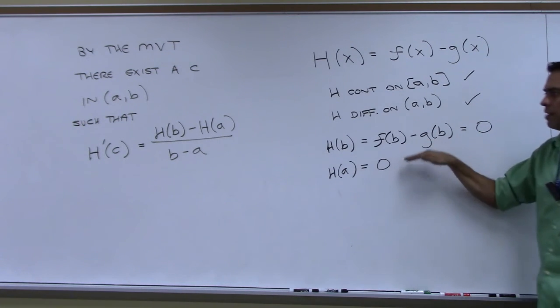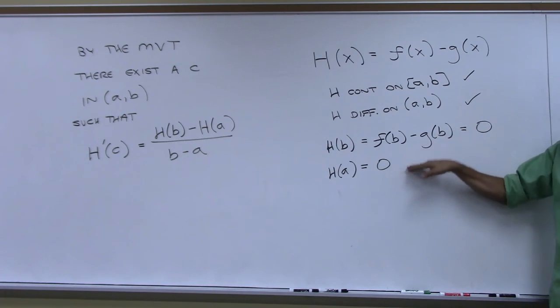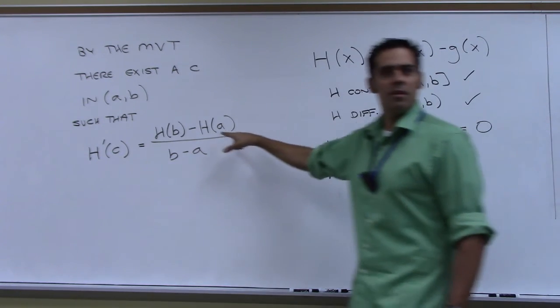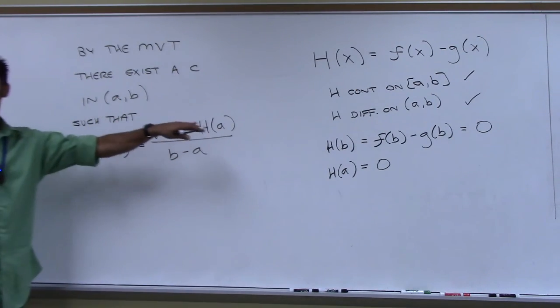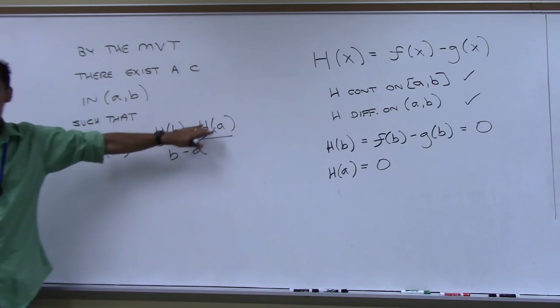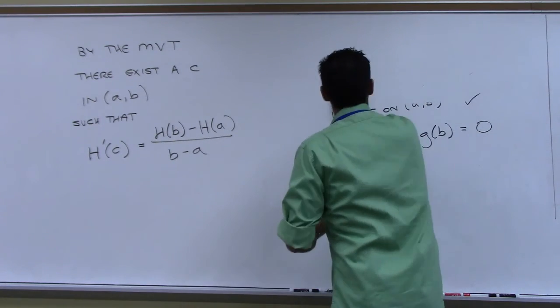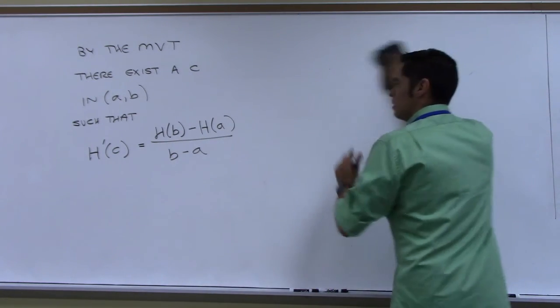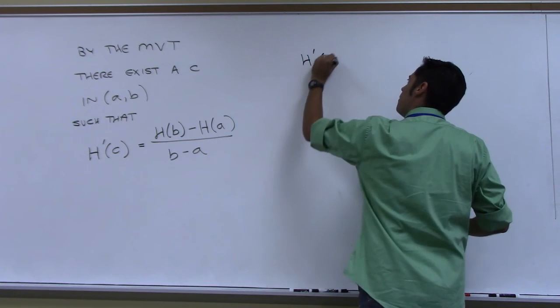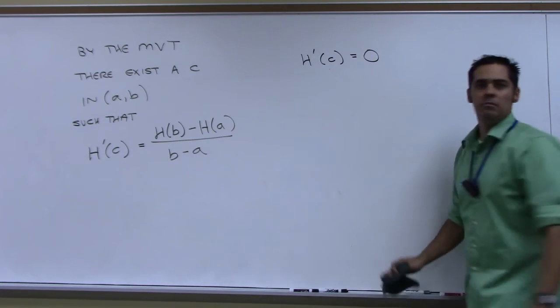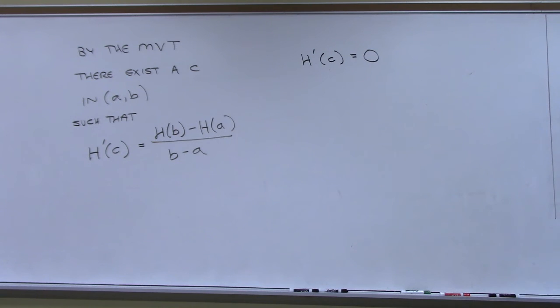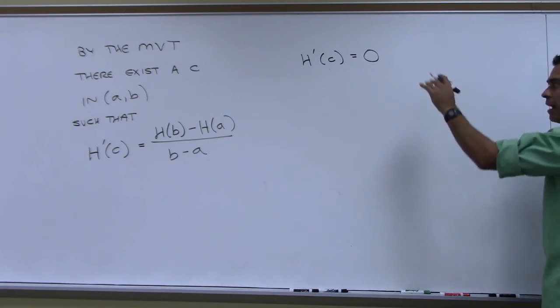Now, the reason I showed you this is because what does the right side of this turn into? What's the top here? 0, right? So that means that the derivative at some point c is 0, right? We're almost there. Actually, we're really close. That's just what the mean value theorem says.